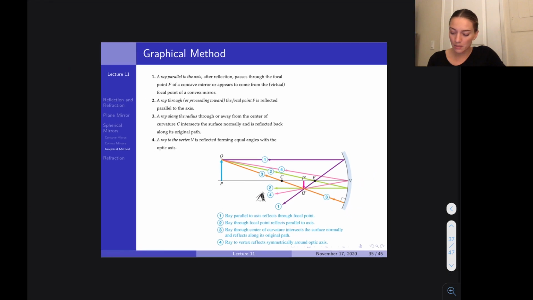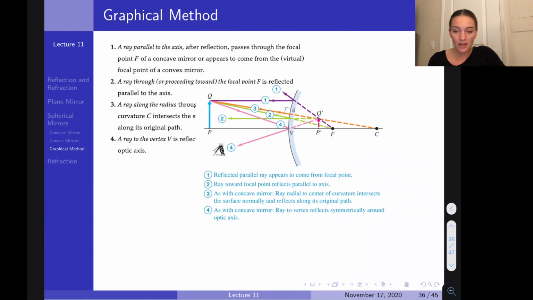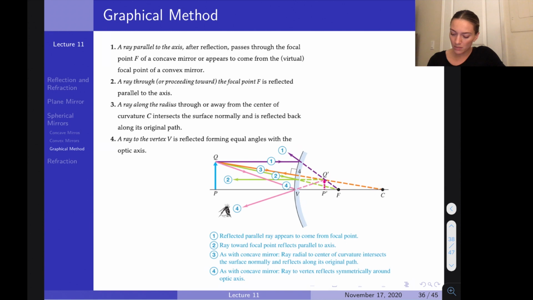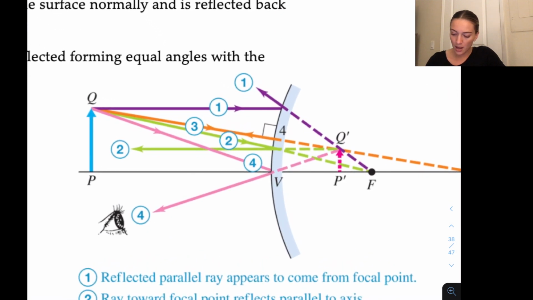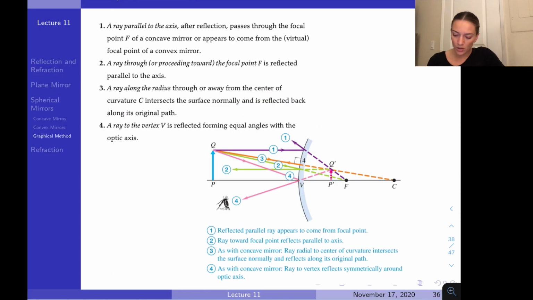And then you can do the same thing for, this is for a concave mirror. You can do the same thing for a convex mirror. But for a convex mirror, it's a little bit more complicated. You start off the same way: you draw a ray that's parallel to the optic axis, and it gets reflected off. Then you have to trace it back to see where it looks like that ray originally came from. So that's going to look like it's going straight through the focal point, right? Because we know if a ray comes in parallel, it looks like it's coming from the focal point.